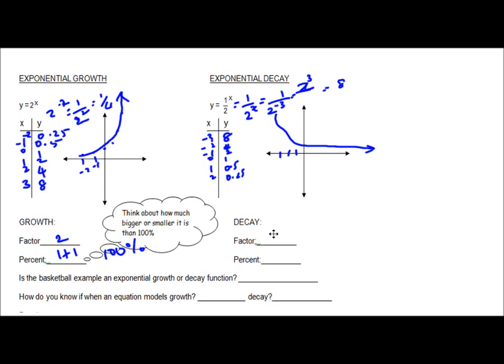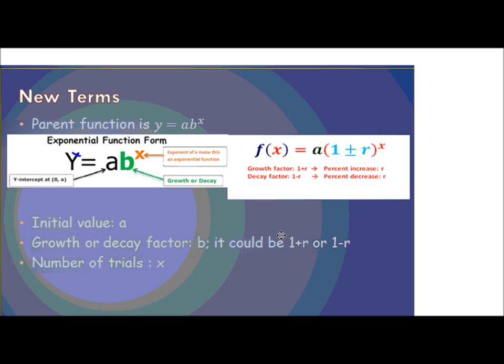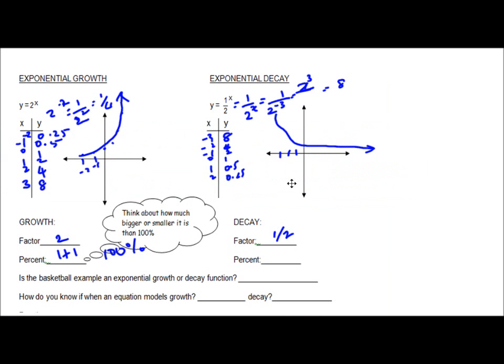In the decay function here, the decay factor is half. So again, if you go back, it is 1 minus r. Look at this, 1 minus r. So this is 1 minus 0.5, which is 0.5, isn't it? So that means the percentage decrease was 50%.